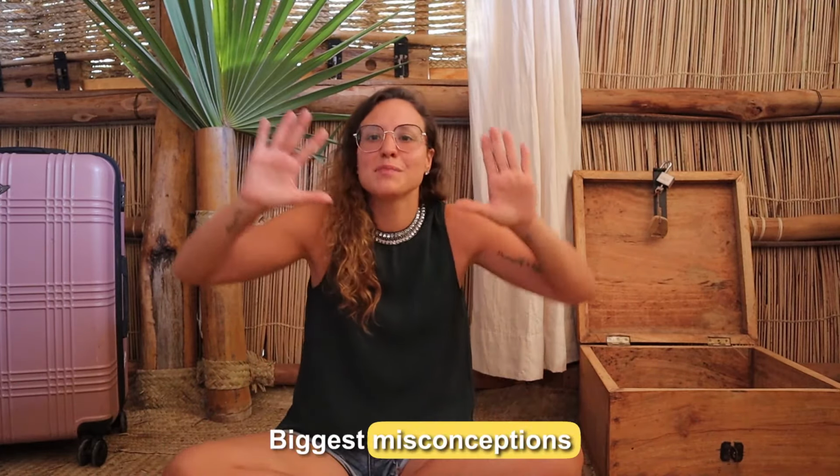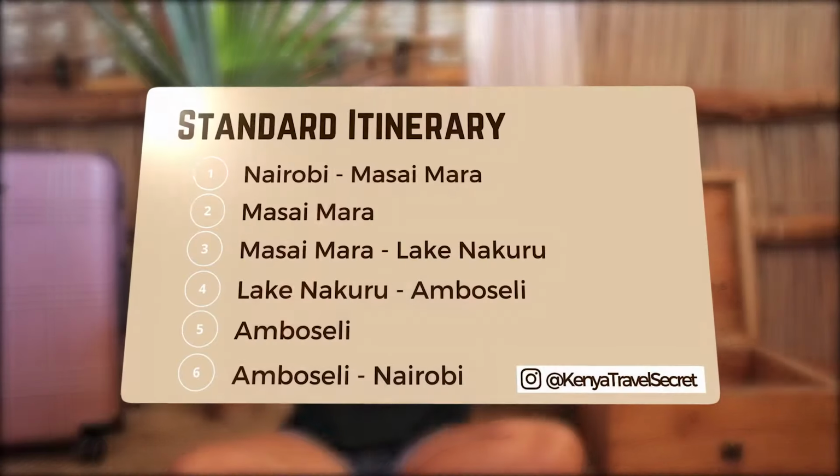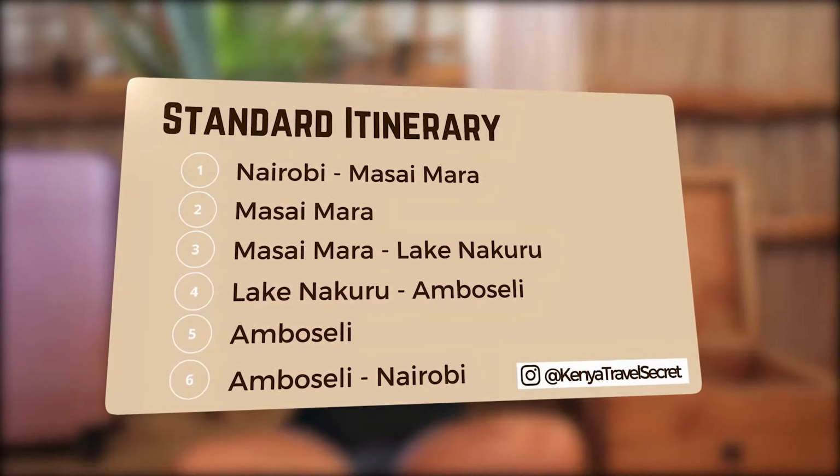But let me tell you one thing. When it comes to itinerary planning, one of the biggest misconceptions and problems is that tour operators usually quote you the standard itinerary: Masai Mara, Nakuru, Amboseli. But in Kenya, there is way more to explore and experience than these 3 parks.